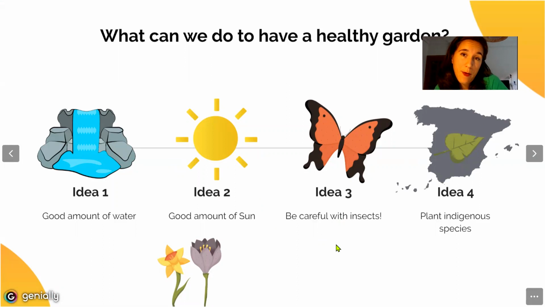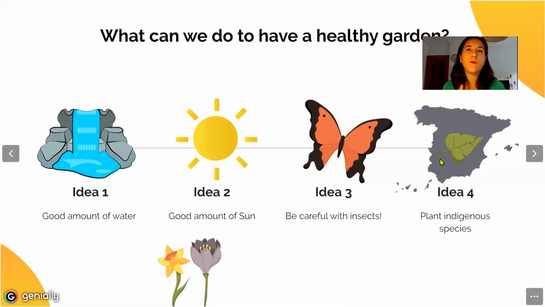So, okay. Another idea is to plant indigenous species. What are indigenous species, teacher? Like, you're saying silly things. This is the map of Spain. That might give you a hint. Indigenous species are plants that are from Spain or from Madrid or like from Spain. Let's put it from Spain.